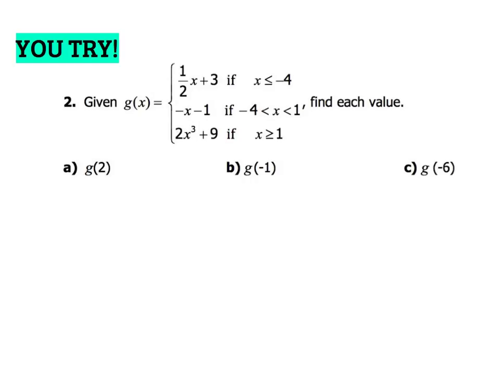All right, so identify which domain your x falls in. That's the function you're going to use. Plug it in. All right, so give number 2 a try. Pause your video. When you come back, I'll have the answers written on your screen, and we will go through it together. So pause your video now.